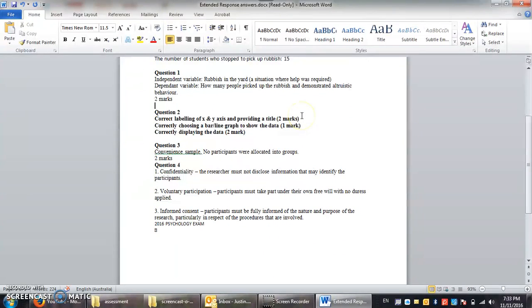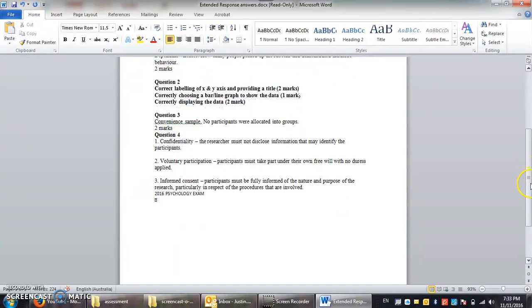Question 1, you needed to identify the IV and the DV. And you can see the IV is a situation where help was required by putting rubbish in the yard. That's the situation which the students varied, so they put the rubbish in the yard. And then the dependent variable which they measured was how many people picked up the rubbish. So that's a mark each there.